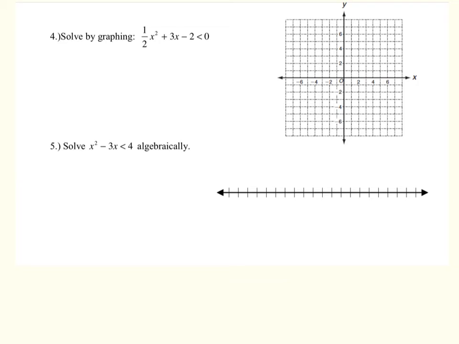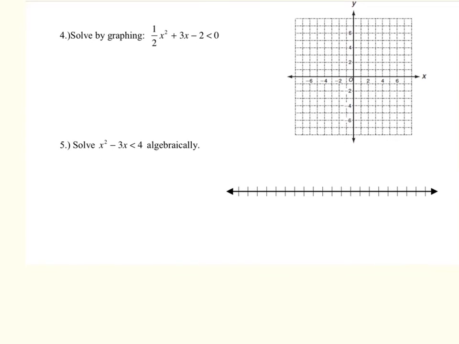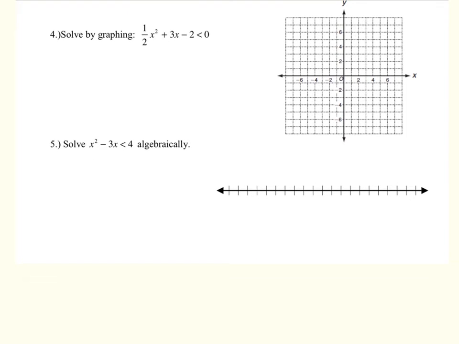The other two ways you can solve a quadratic inequality in one variable are by graphing, or you can do it algebraically. So let's take a look at graphing first. Number 4 is again in standard form. So we have to start by finding the vertex. So x equals the opposite of b over 2a. So it's negative 3 over 1, which is negative 3.